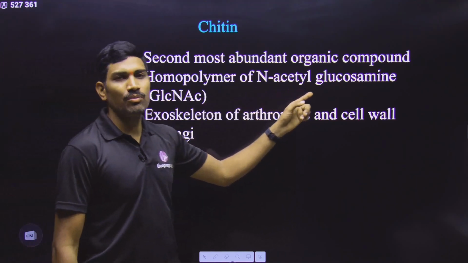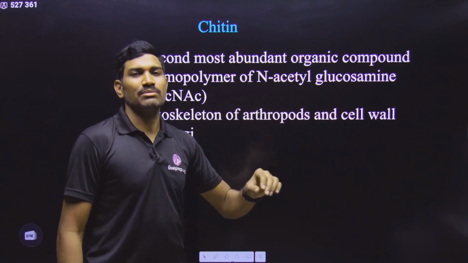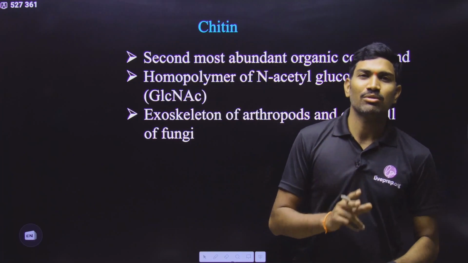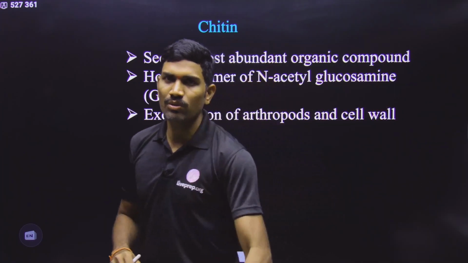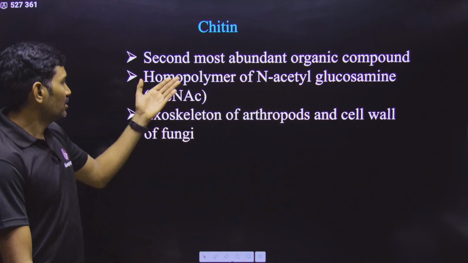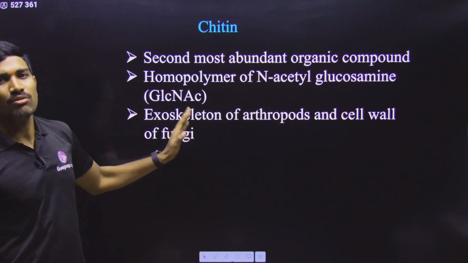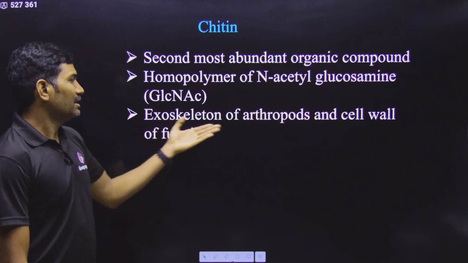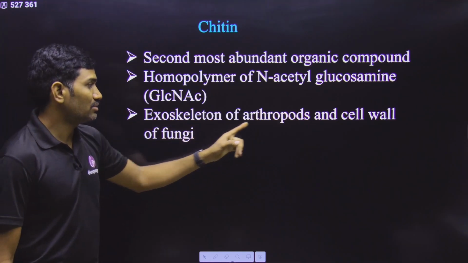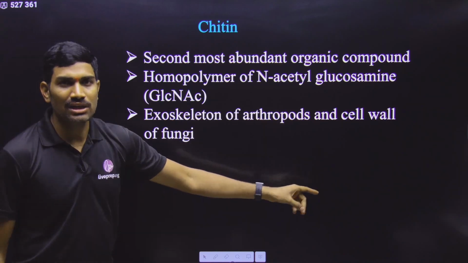Next one, it is the homopolymer of N-acetyl glucosamine. It is a homopolymer. In many books they give it as a heteropolymer. That is a wrong concept. It is a homopolymer because this same unit is repeated several times. So it is a homopolymer of N-acetyl glucosamine, and it is seen in the cell walls of fungi and the exoskeleton of arthropods.